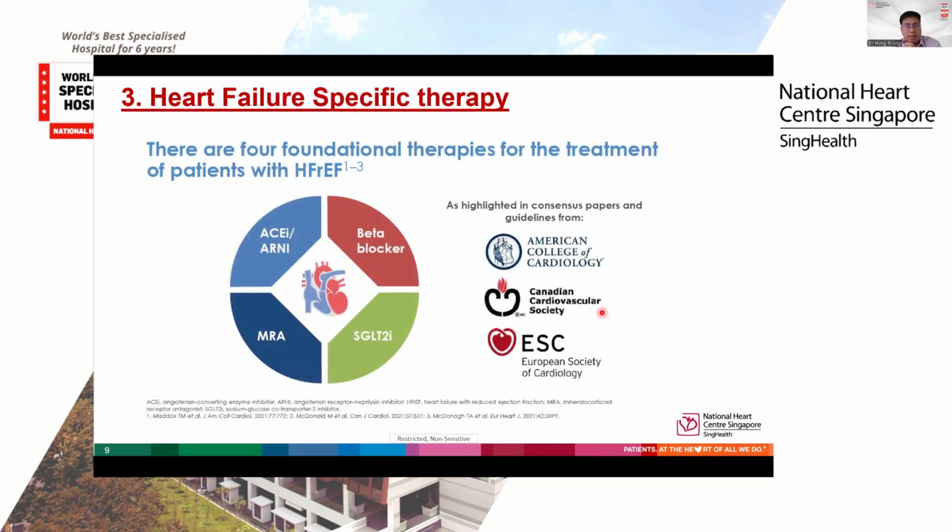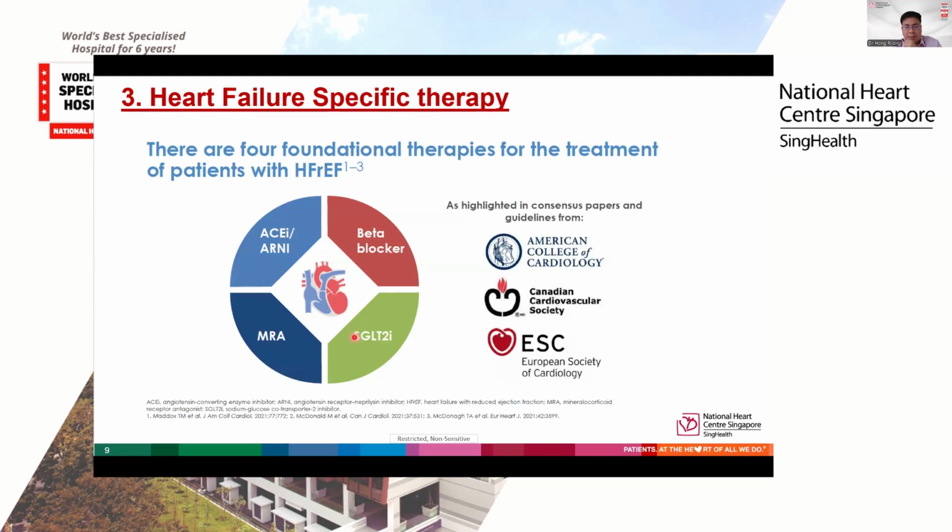Some of you who are yourselves heart failure patients may be familiar with the 4 pillars of heart failure, what we call the 4 foundational therapies. These have been proven and are agreed upon by the 3 major societies and even our Asian societies, such as the Japanese Society of Heart Failure. So these 4 therapies are ACE inhibitors and ARNIs, beta blockers, MRAs, known as mineralocorticoid receptor antagonists, and SGLT2 inhibitors, known as sodium glucose cotransporter 2 inhibitors.